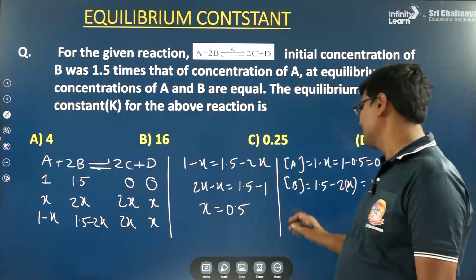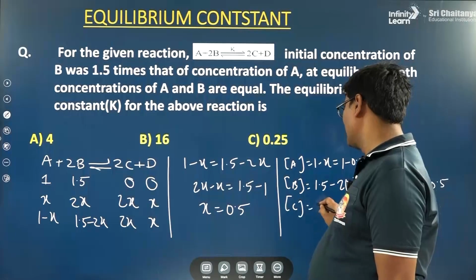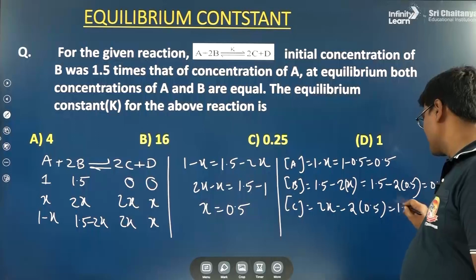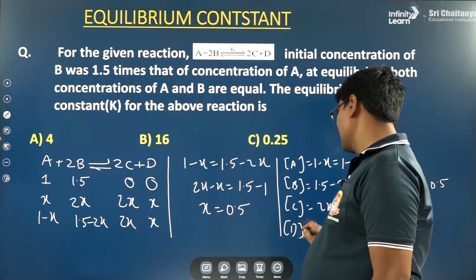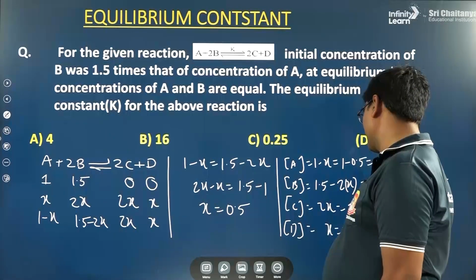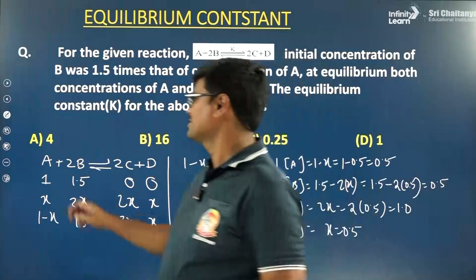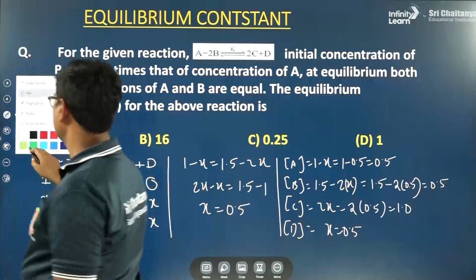Then what is the concentration of C? That is equal to 2x, that is 2 into 0.5, which is equal to 1.0. Concentration of D is x, that is 0.5. So we got everything. Then we need to write the Kc expression and tell the answer. So what is the Kc expression? Let's write the Kc expression.